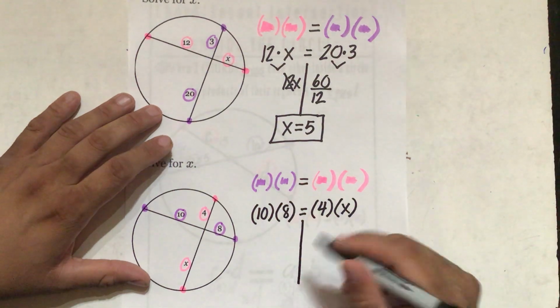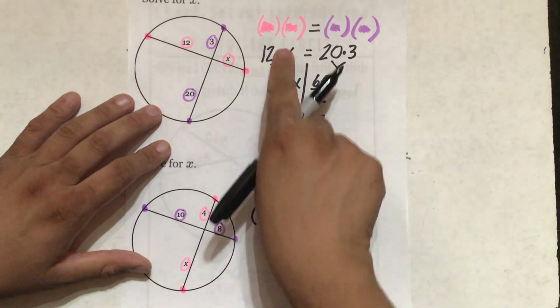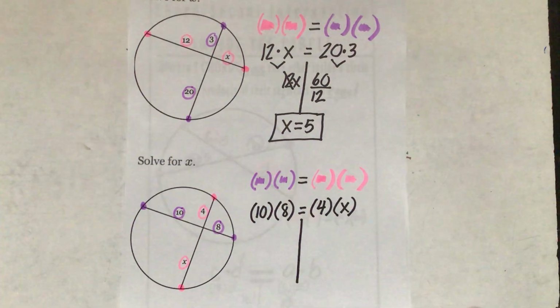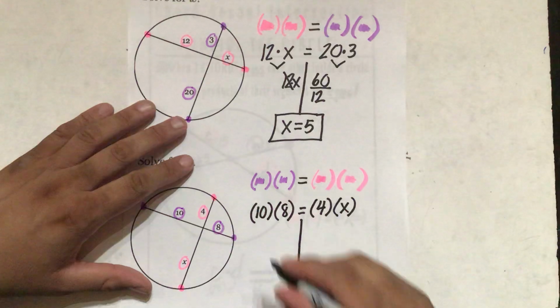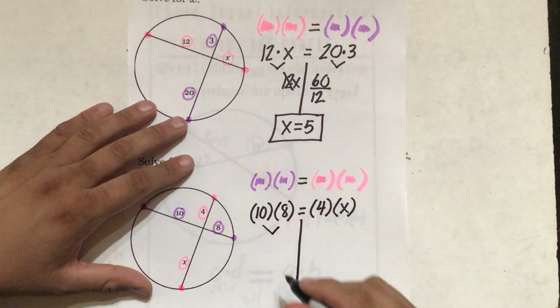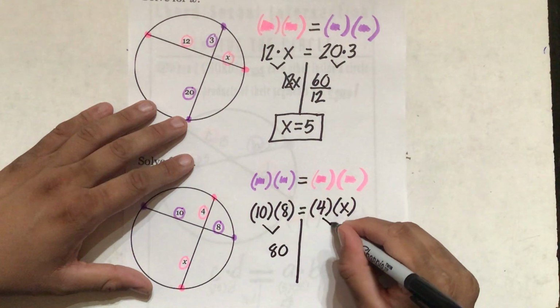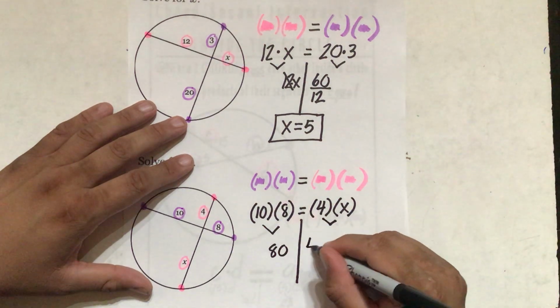Draw my line of separation. Now see here I did parentheses. On the top example I did points, right? All the same, it means multiplication. So these two I get 10 times 8 is 80. 4 times x is 4x.